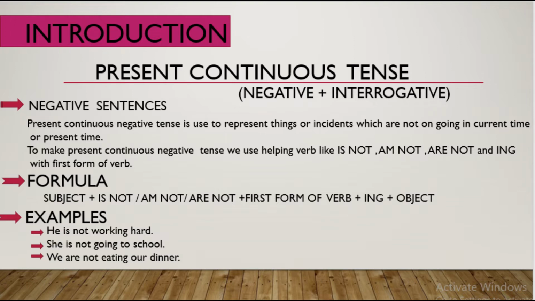Formula: subject plus is not, am not / are not plus first form of verb plus ing plus object. Examples: he is not working hard. She is not going to school. We are not eating our dinner.